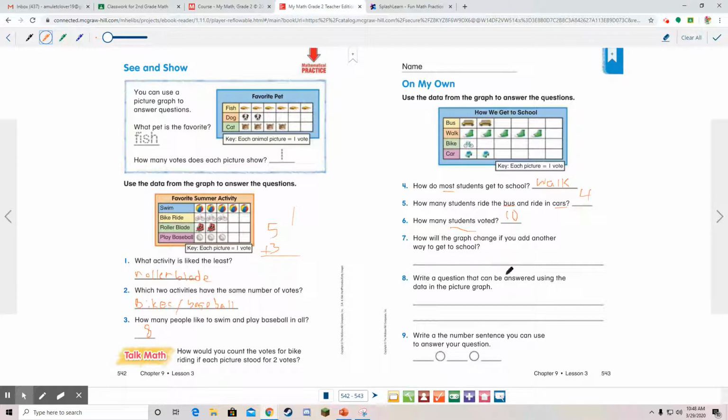Write a question that can be answered using the data in the picture graph. So come up with a question based on this graph. So we've already done how do the most people get to school? We could say what is the least amount? What is the way that the least amount of people get to school? So we could write that down here. That would be biking. So instead of most, how do the least amount of students get to school would be a good question for here.